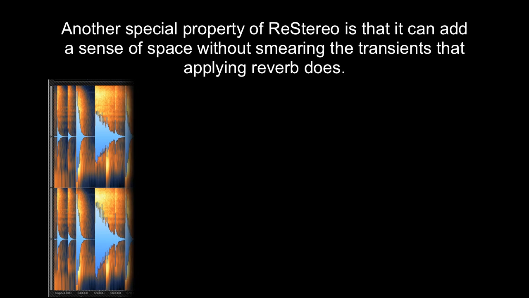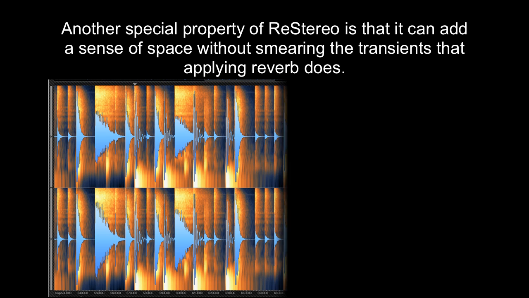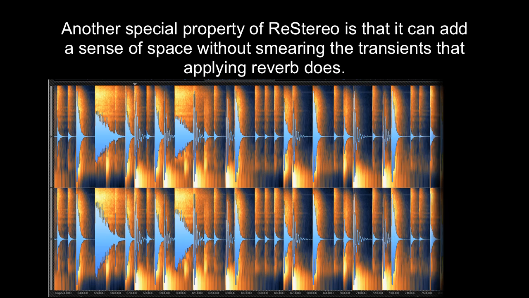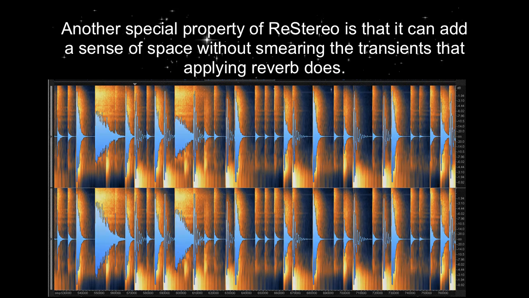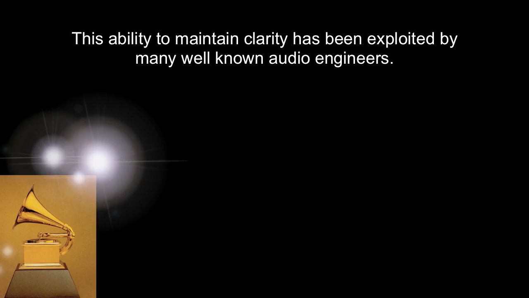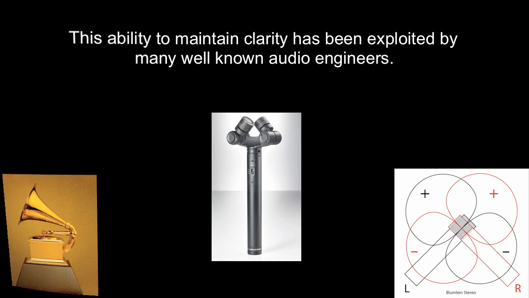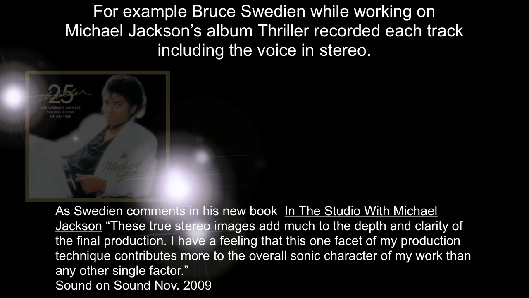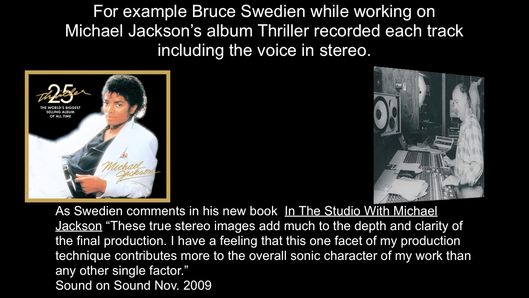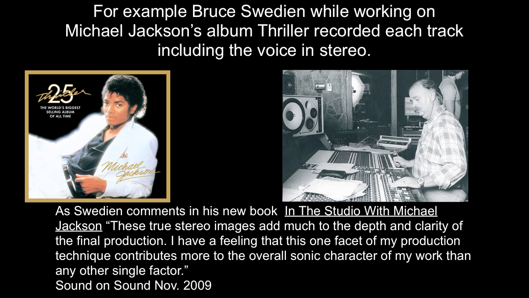Another special property of ReStereo is that it can add a sense of space without smearing the transients that applying reverb does. This ability to maintain clarity has been exploited by many well-known audio engineers. For example, Bruce Swedian, while working on Michael Jackson's album Thriller, recorded each track, including the voice, in stereo.